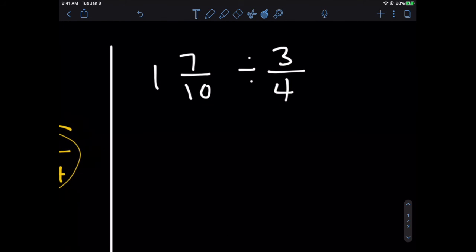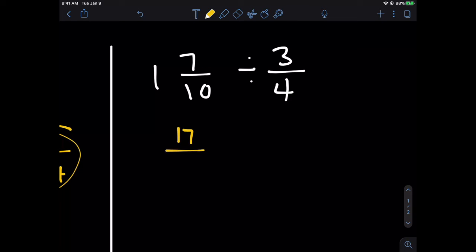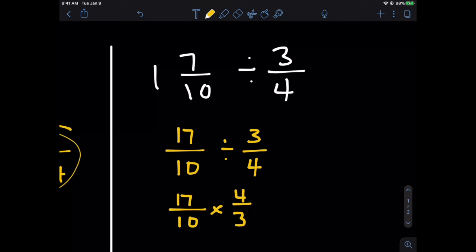Alright, one last example here. So we have 1 and 7/10 divided by 3/4. We'll start by taking our mixed number, turning it into an improper fraction. 1 times 10 is 10, plus 7 is 17. So 17/10, like so, divided by 3/4. Now we're going to do our keep, change, flip. Keep your first fraction the same, 17/10. Change your division to multiplication and flip over the second fraction, 4/3.